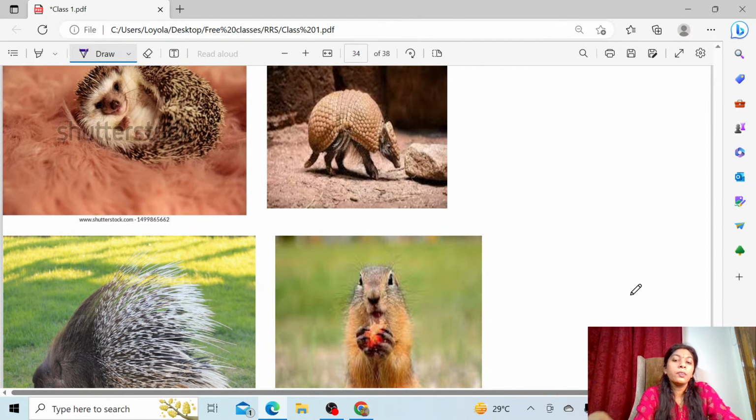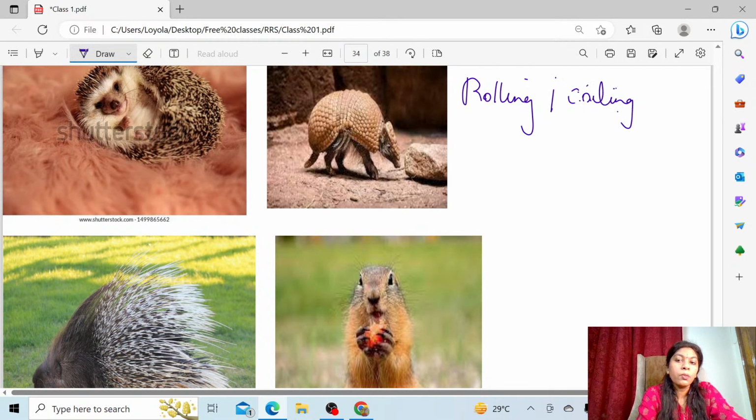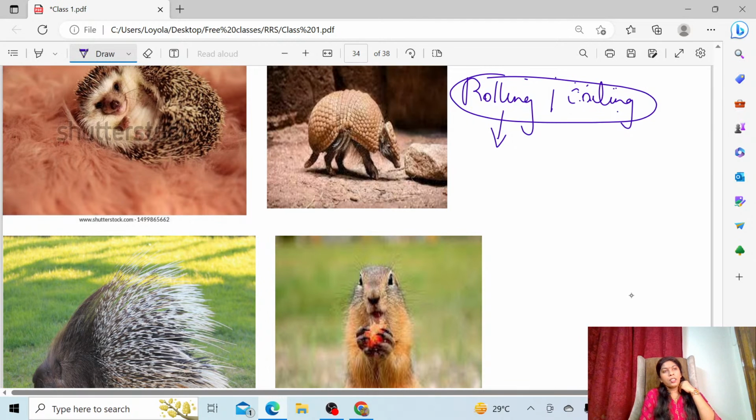For example, rolling or coiling. What happens sometimes, animals, in order to escape the predators. Suppose they feel there is a threat, they want to escape from the threat. What will they do? They will try to roll or coil, and then they will safeguard all the important vital organs inside that ball, like a ball they will turn.